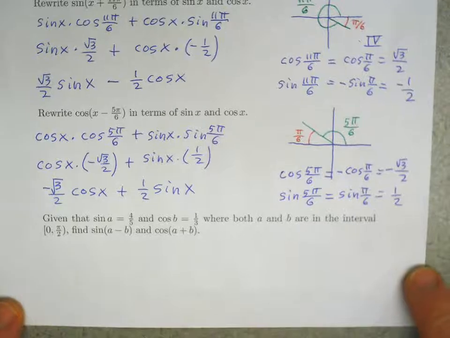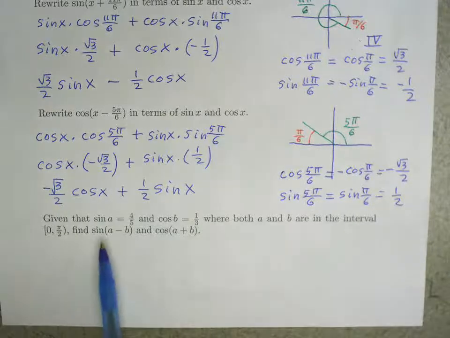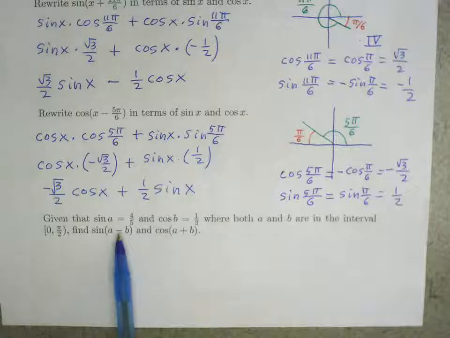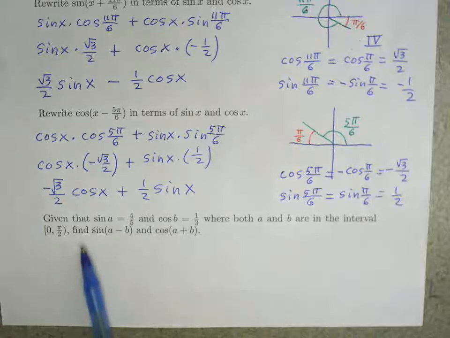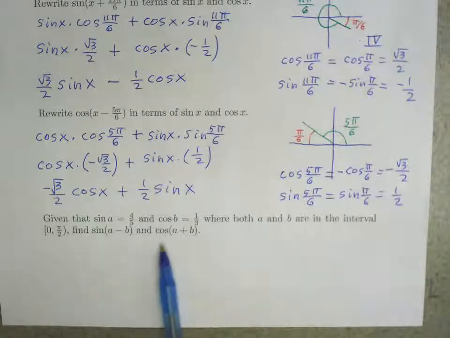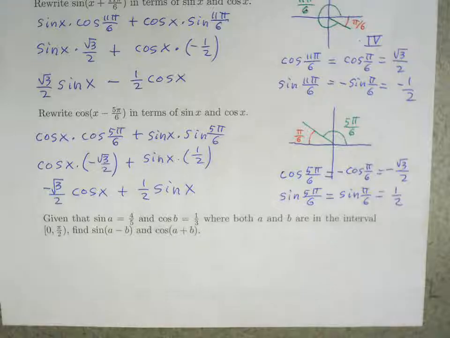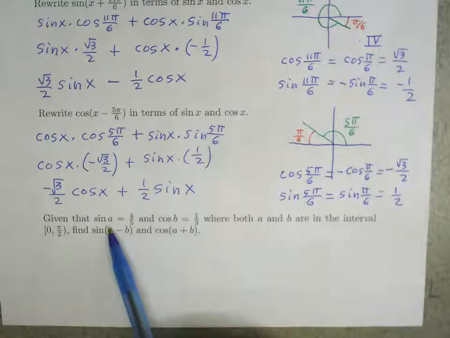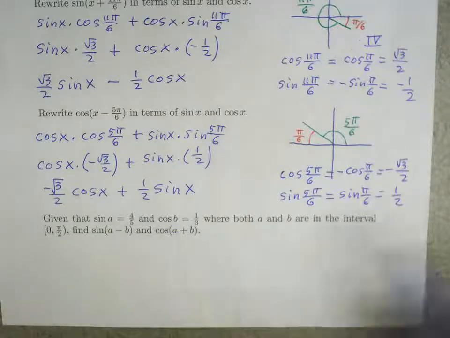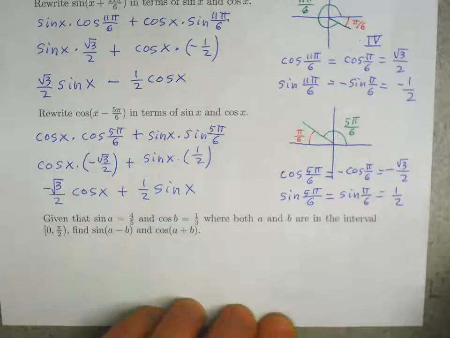Okay, in the next exercise, given that sine of A equals 4/5 and cosine of B is equal to 1/3, where both A and B are in the interval from 0 to pi over 2, find sine of A minus B and cosine of A plus B. Well, we have to do a couple of other things. Since we need to know cosine of A and sine of B, we might as well do that first.